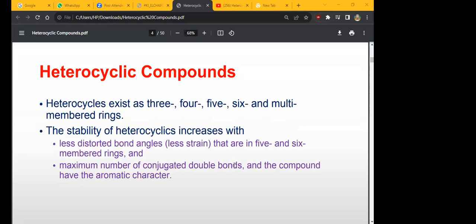The heterocyclics exist as 3, 4, 5, 6 membered rings, the smallest being the 3-membered, and then they continue, yeah, you understand. So the stability of the heterocyclic rings increases with the number of carbon atoms. That is, the smaller rings are less stable due to strain, whereas the ones with more carbons are more stable because they have less strain.